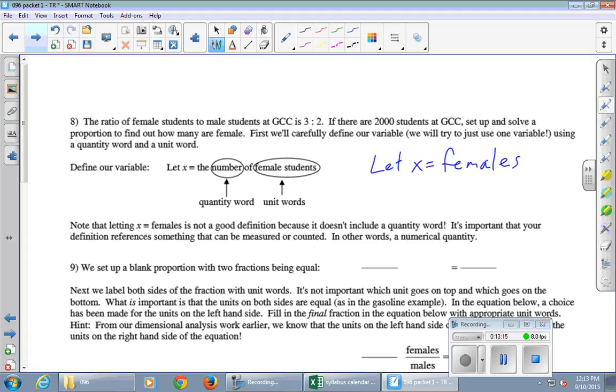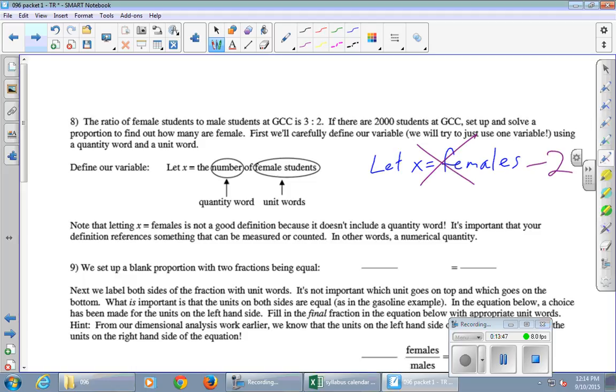Also common when I see stuff like this is for me to cross it off and say something like -2 points on a test or a quiz, because letting x equal females is not a reasonable definition. First of all, every x that we introduce in our problems has to be numerical in nature, and females are not numerical in nature. But that's not enough just to give me a numerical thing. When we say x equal females, are we talking about the height of the females at GCC? No. Are we talking about the hair color? No. We're talking about something very specific.